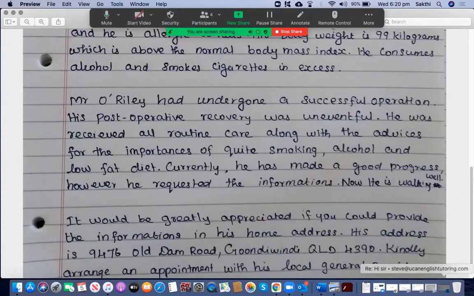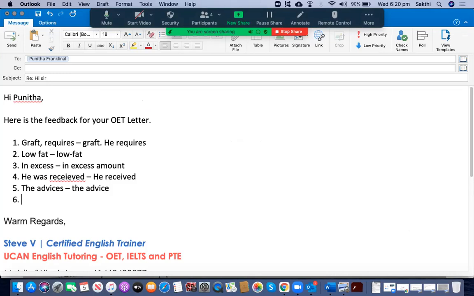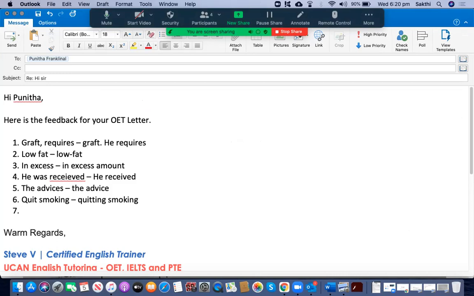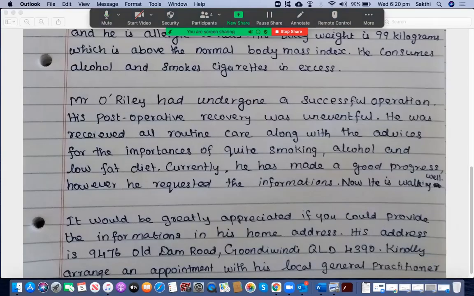Along with the advice for the importance of quit smoking. No, of quitting smoking. Of quit smoking, that's wrong. Of quitting smoking. Of doing something, that's how we say. For example, you can say, it is important to quit smoking. That's fine.